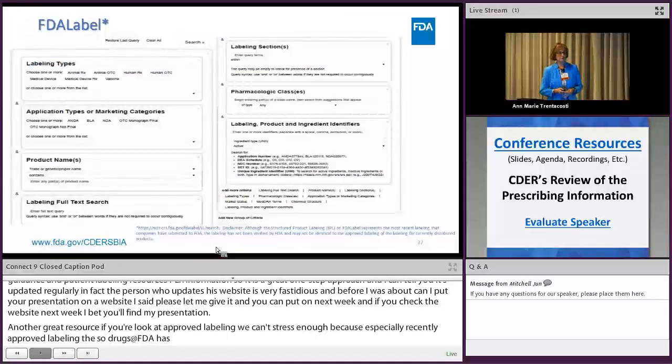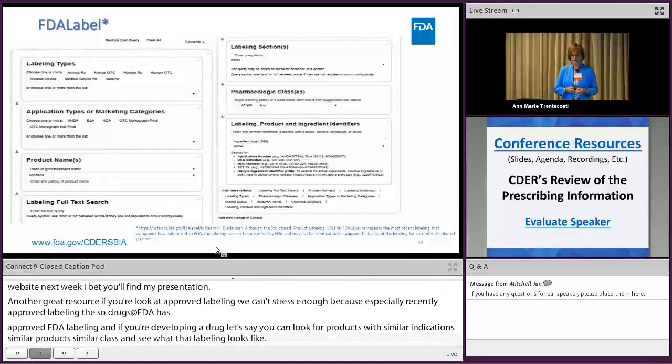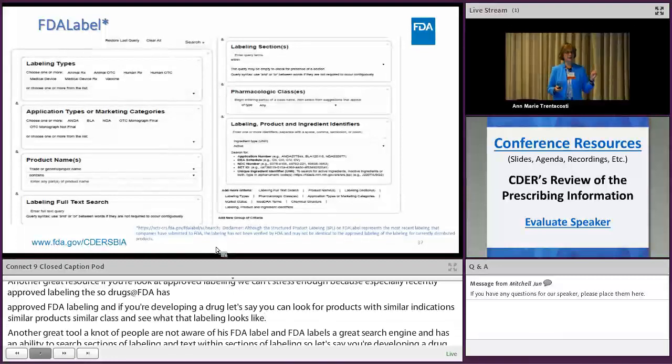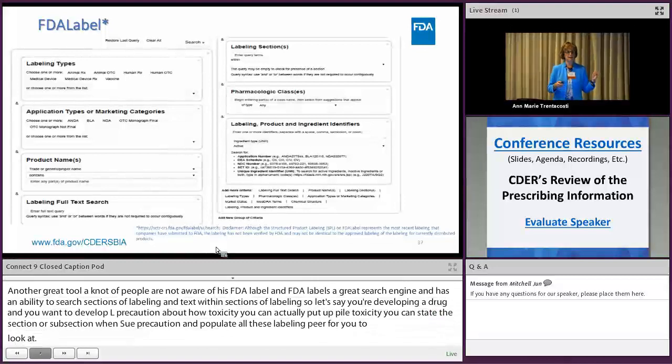Another great tool a lot of people are not aware of is FDA Label. FDA Label is a great search engine and has an ability to search sections of labeling and text within sections of labeling. So let's say you're developing a drug and you want to develop a warning and precaution about hepatotoxicity. You can put in hepatotoxicity, state the section or subsection, warnings and precautions, and it'll populate all this labeling for you to look at. The only caveat about FDA Label is it's based on SPL, structured product labeling. So as a result, the labeling that appears on this website may not exactly mirror approved labeling like drugs that FDA does.